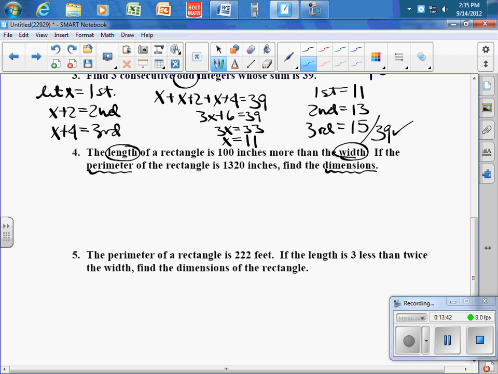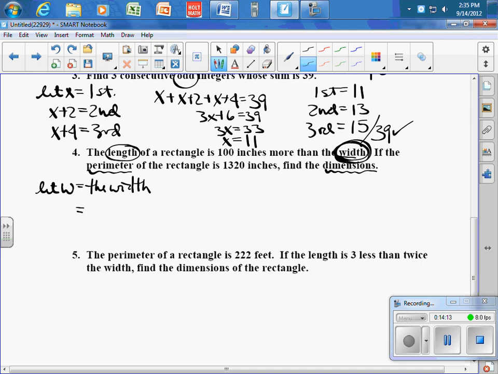Now, from now on, with anything other than consecutive integer problems, whenever you go to define the variable, you're always going to want to go with the second one mentioned. Doesn't matter how many unknowns there are, always go with the second one mentioned. So width being mentioned second, I'm going to say let W equal the width.